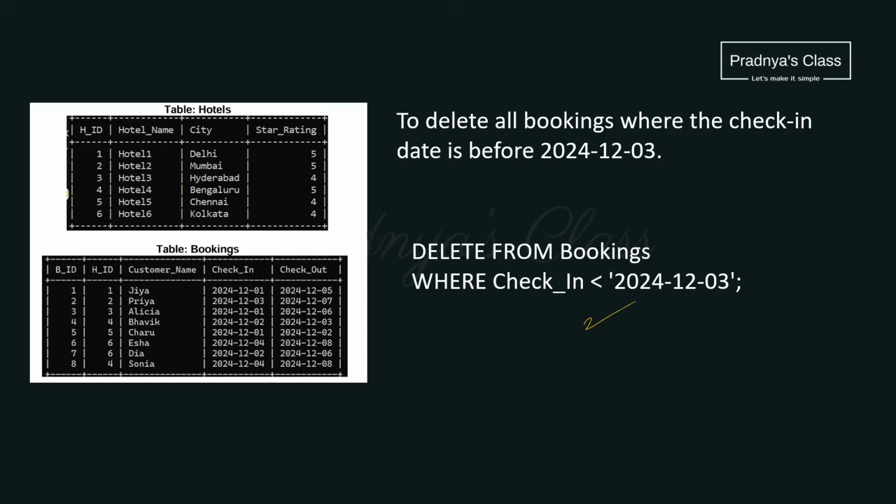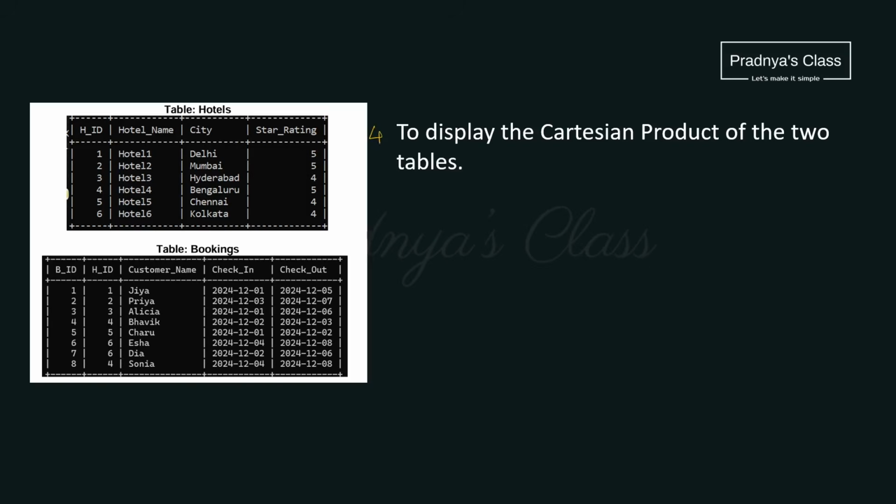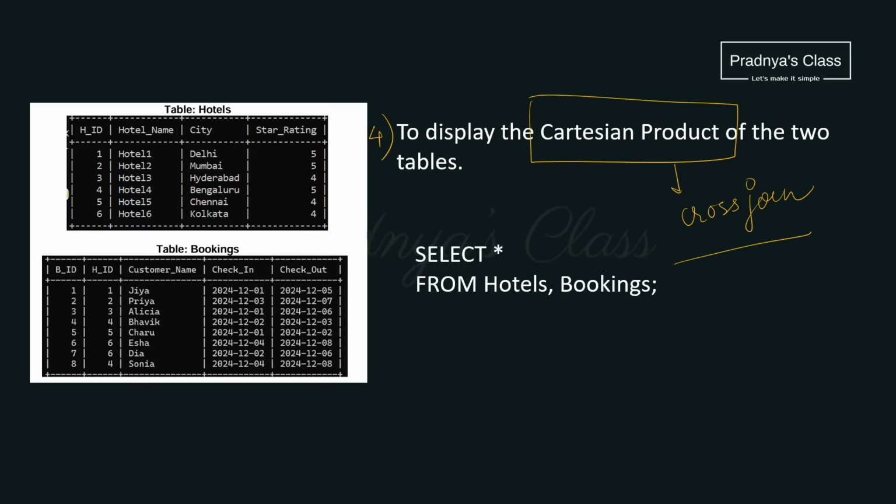In case of date, remember one thing. Dates are always mentioned in single quotes, just like a varchar field. Moving ahead to the fourth question, we need to display the Cartesian product of two tables. For getting the Cartesian product, we have cross join, and I hope you remember how we write the query. This is the simplest way to write the cross join.